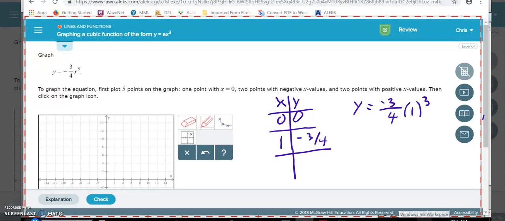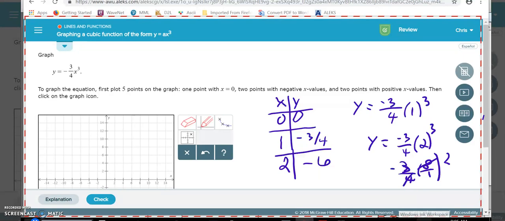And let's go ahead and plug in x equal to 2. That means we're going to get y is equal to negative 3/4 times 2 cubed. And we've got to do the 2 cubed first, following the order of operations. So that's going to be negative 3/4 times 8, right? 2 cubed is 8, that is 8 over 1. So we can simplify this. 4 goes into 8 2 times. So we really end up with negative 6.